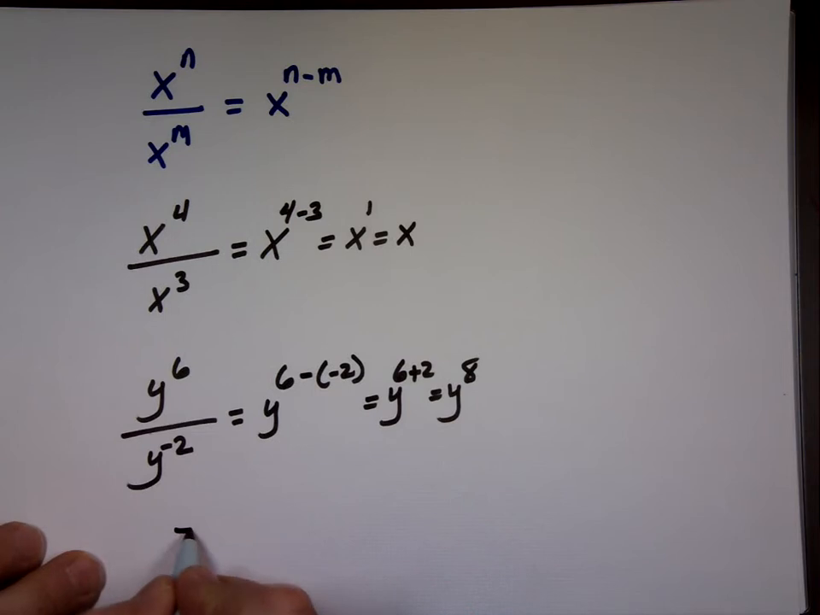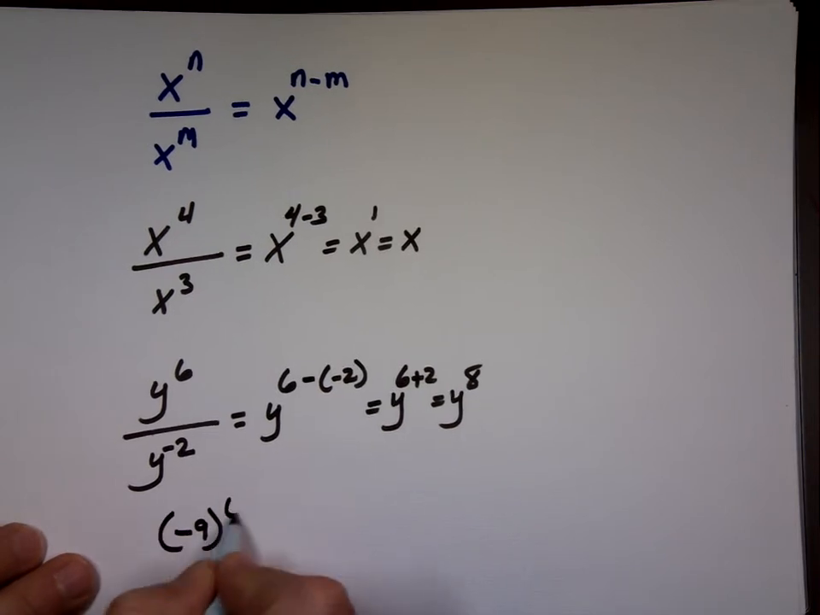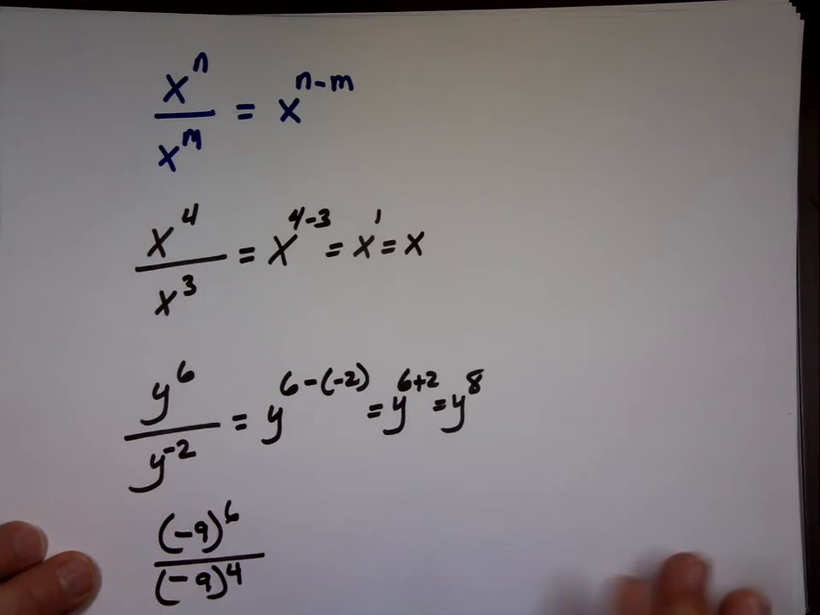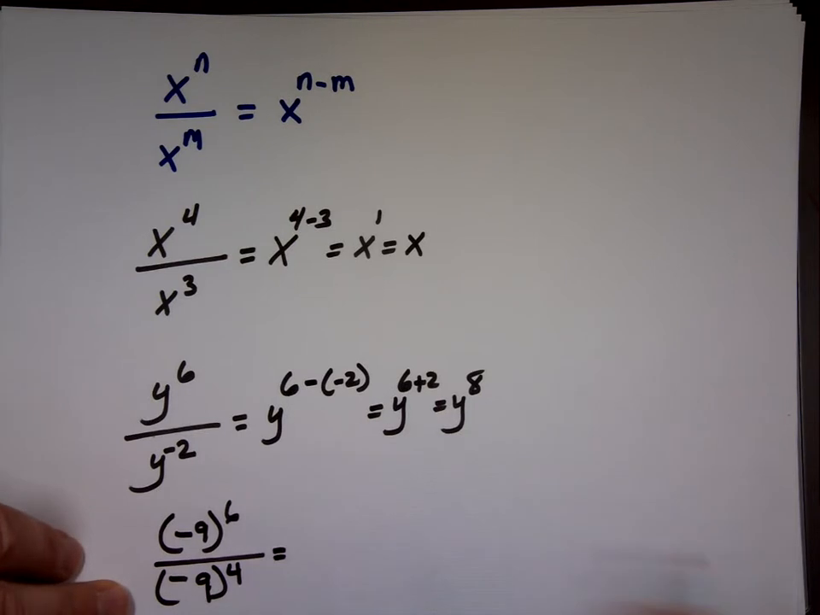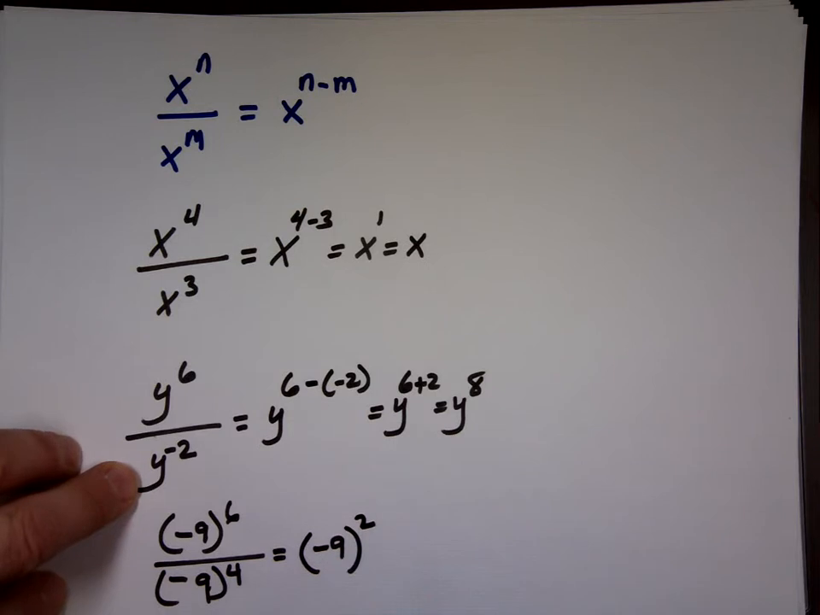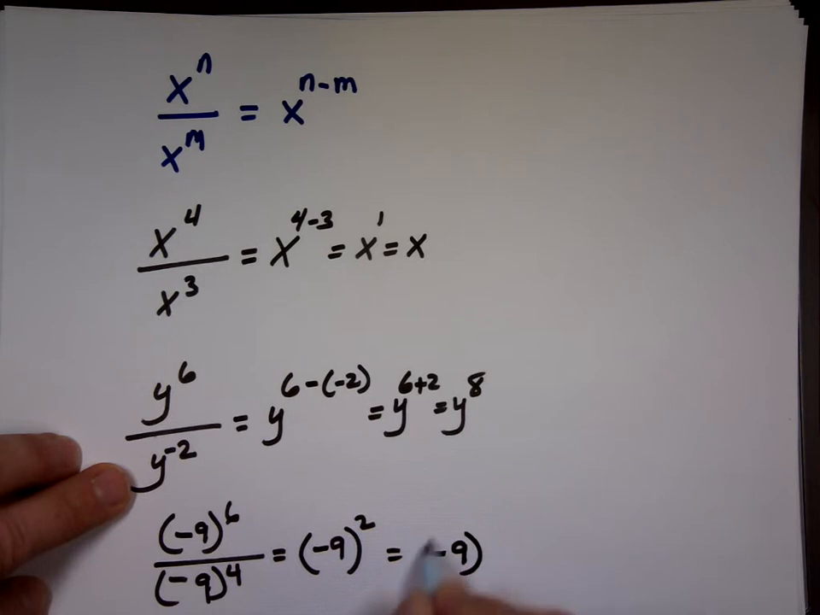Negative 9 to the 6 over negative 9 to the 4th. That's a 9. Looks like an A, but that's a 9. Negative 9 what? 2. 6 minus 4, which is 2. And they probably want you to simplify it here. If they ask you to simplify it, that's negative 9 times a negative 9, which is what? Positive 81.